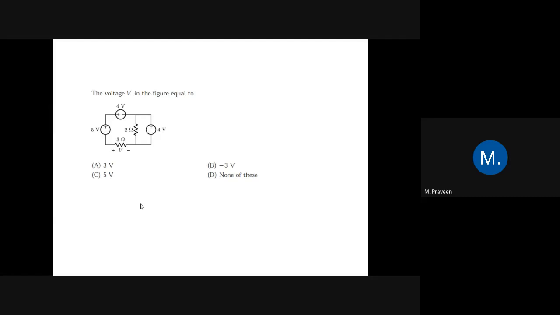Can you guess what the answer is? I think it is a simple question. So here already 3 voltage sources are given: 5 volt, 4 volt, and 4 volt. So we have to find the voltage across the 3 ohm resistance. Can you guess what the answer is?